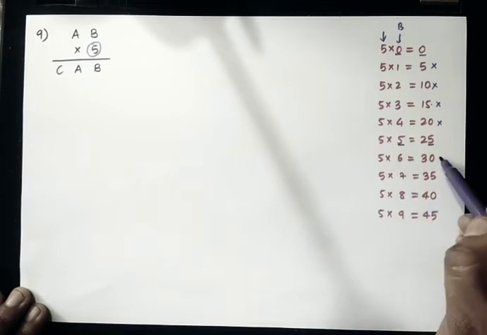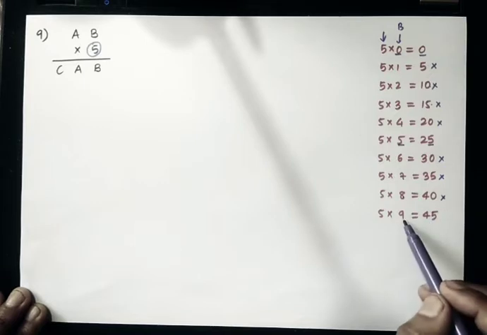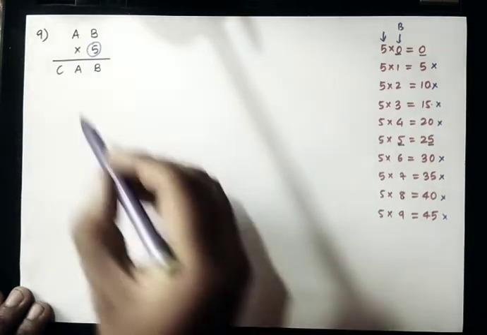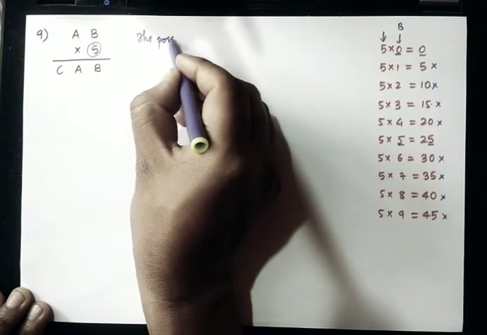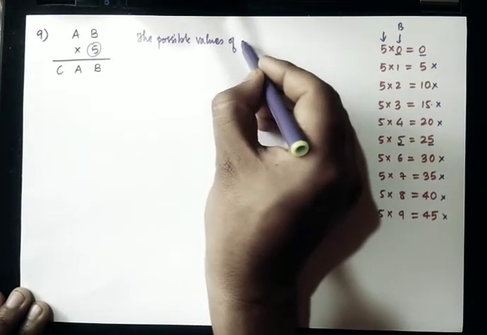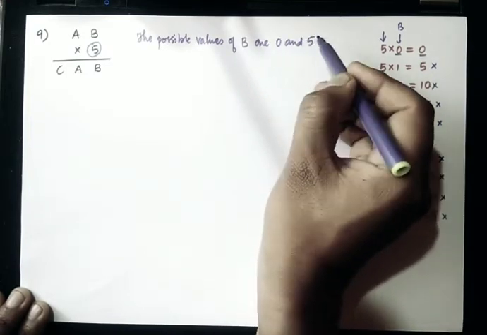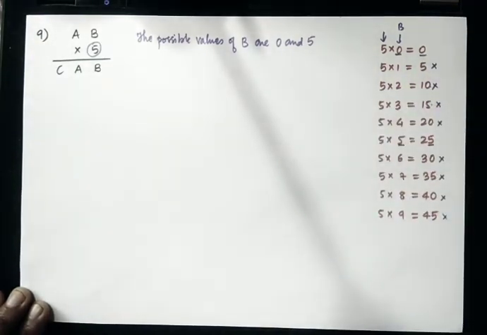6 and 0, so again cancel this. 7 and 5 cancel. 8 and 0, this is also cancelled. And 9 and 5, this is also cancelled. So this time we are going to have only two possible cases for b, right? That is 0 and 5. So the possible values of b are 0 and 5, right? 0, 0, 5, 5. So the only possible values for b are 0 and 5.